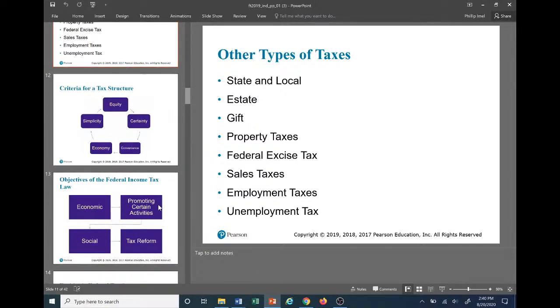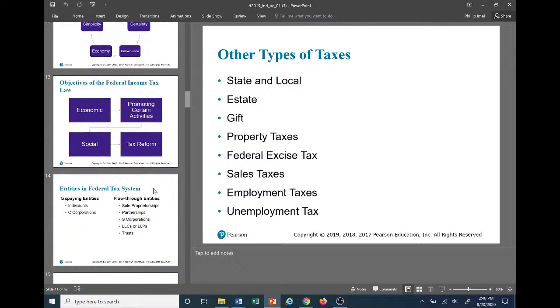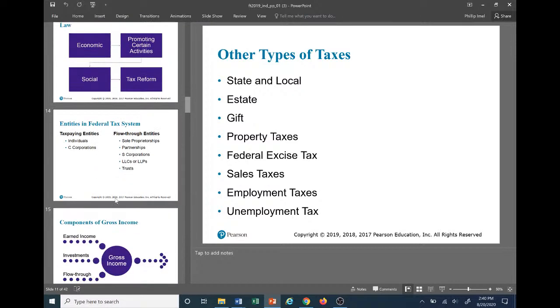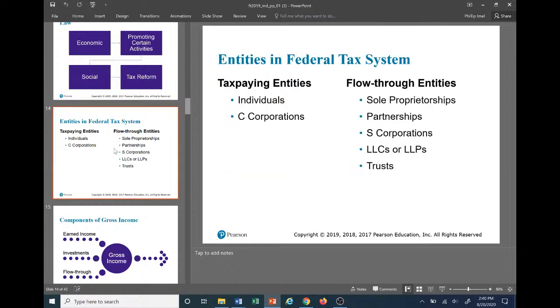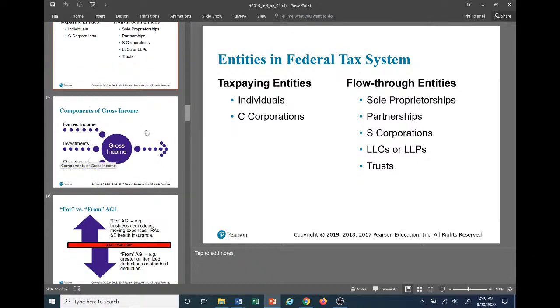Criteria for tax structure and objectives of the federal income tax system. I'm not really too concerned. That's nothing I'm going to really be concerned about testing you on. Entities in the federal tax system, very important. You need to know these. So once again, this is something you could expect to see on a homework or a quiz or an exam. So learn the entities in the federal tax system. Shouldn't be hard. You should have a pretty good understanding.